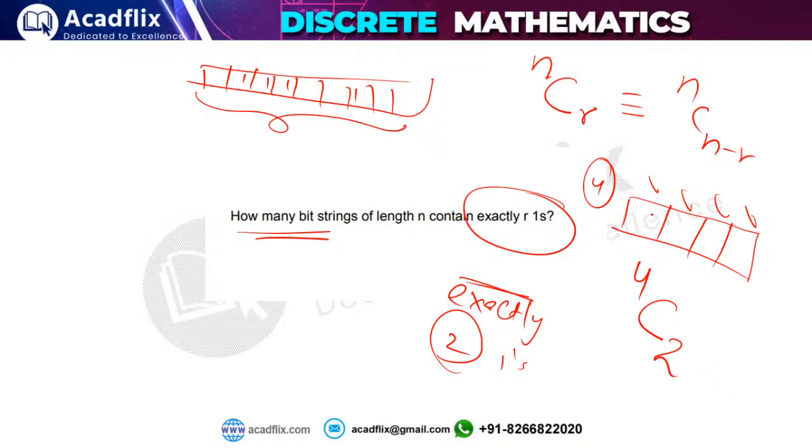Let's assume you choose this position and this position. Let's assume now in these positions you can put 1. In the remaining positions automatically 0 will come. So the answer will be 4C2.